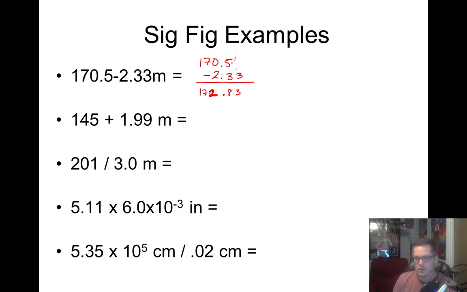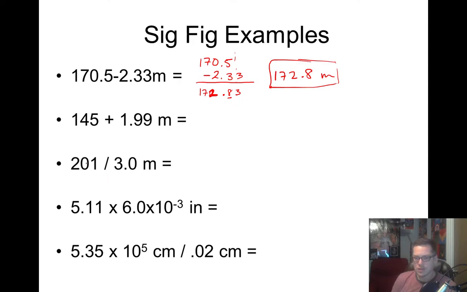This one's only got one decimal place, so my answer can only have one decimal place. So I'm going to stop there. This is where life gets more exciting. You have to decide whether that number stays the same or rounds up. So you look at this 3, and 3 is less than 5, so that means that guy does not round up. So your answer is 172.8. And it would be in meters based on the unit here. So 172.8 meters is your correct answer.